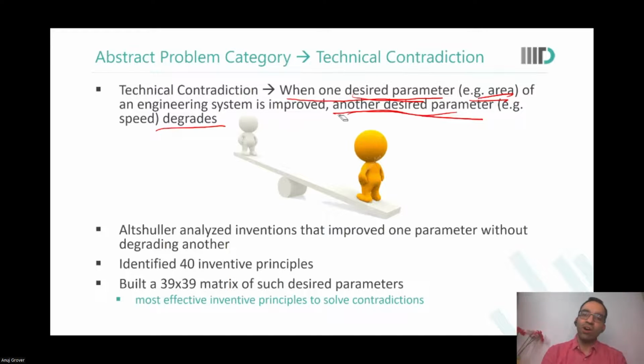So it's kind of a seesaw. You want to improve one, the other one would go down, and you are just playing around, striking a balance. Oh, I want to improve the area this much, but the speed should not go down.